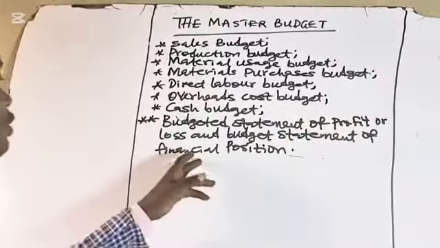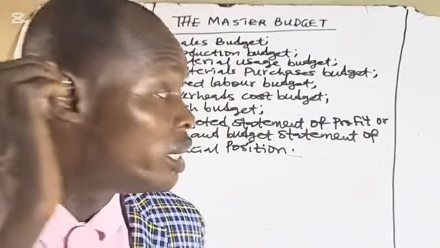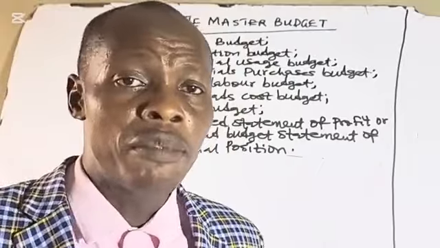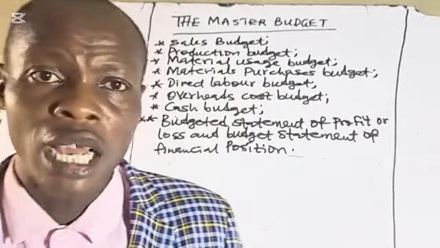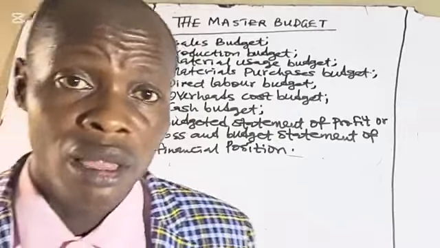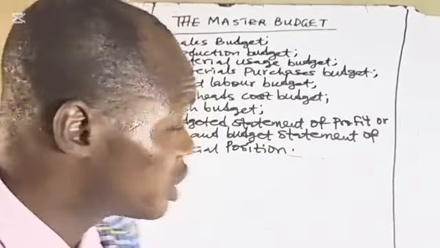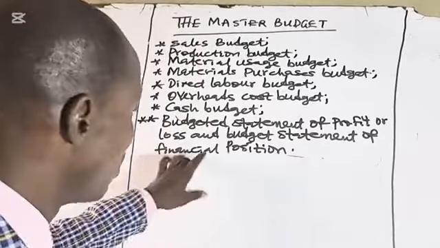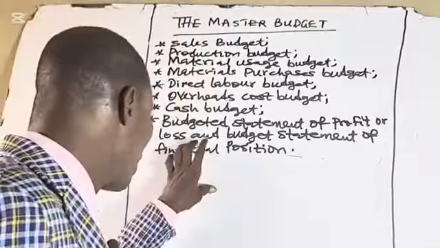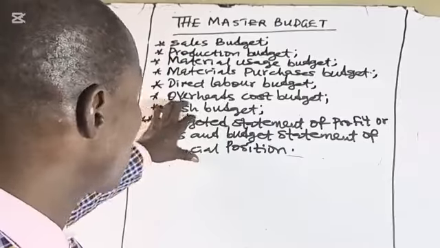I want you to know that the statement of profit or loss is prepared in line with accrual basis. It means items that do not involve flows of cash will be included. Items such as depreciation will form part of the budgeted profit or loss. You will need to include depreciation, bad debts, allowances for receivables, all those items or provisions. Items that do not involve the flows of cash will form part of the budgeted profit or loss. Take note of that.